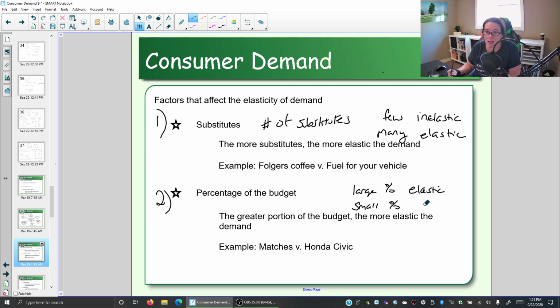The price will change, and the amount you are willing and able to buy is not going to change a whole lot. Right? When the matches go on sale from 50 cents to 25 cents, you're not super stocking up. So you have inelastic demand. All right, so we have number of substitutes, percentage of our budget.